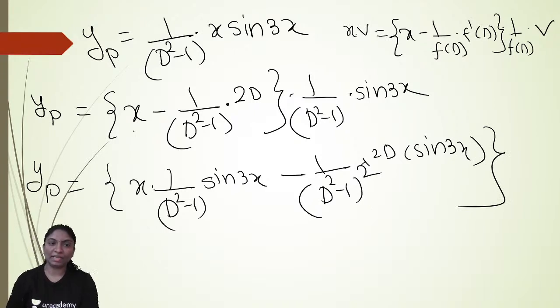x into, I am multiplying separately, x into 1 upon d square minus 1 into sine 3x minus x into 1 upon d square minus 1 into 1 upon d square minus 1, that is bracket square, into this 2d into this sine 3x. Okay, now we will get yp is equal to x into 1 upon d square minus 1 sine 3x. So here we can use rule 1. I am writing this yp as it is in the next step so that it will be more clear to find out this yp.